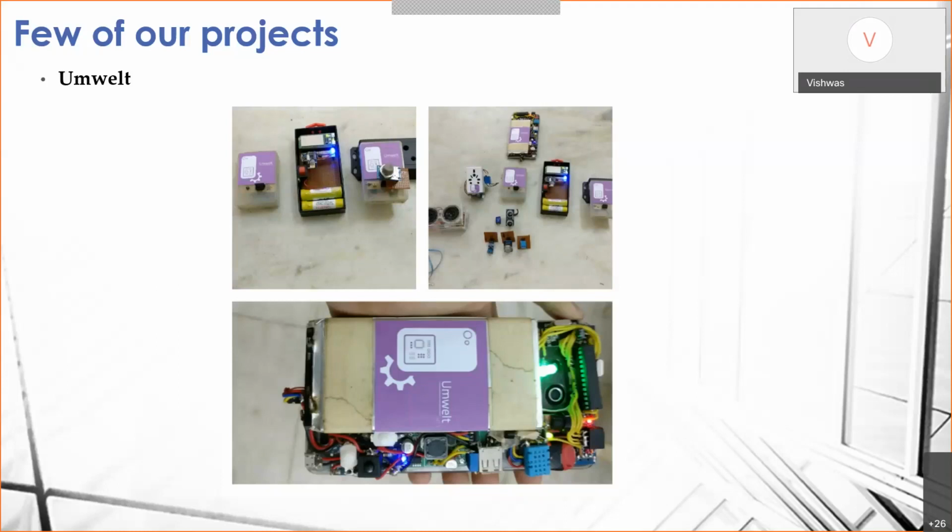So this was one of our pitches for one of the hackathons. We were able to get a good prize in that. If I remember, it was second prize or something. It was an international hackathon.